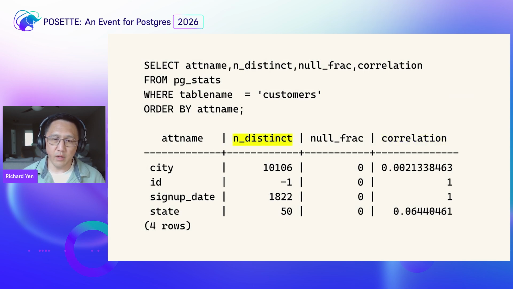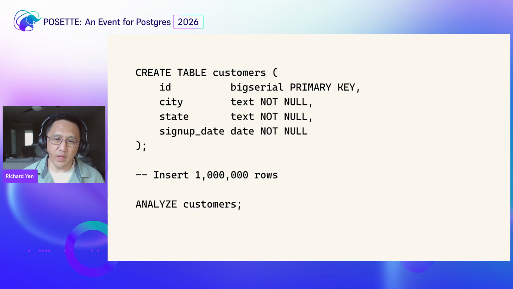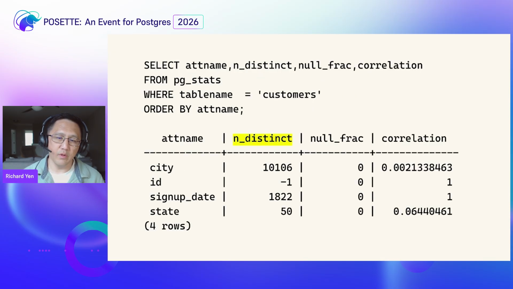The null frac column is actually the fraction of rows that are null. And in this case, all the columns are not null, and the primary key cannot be null. So therefore, null frac is going to be 0. You might be wondering why the ID is -1. Because every row in that table has a unique ID because it's a primary key, the number of distinct values is going to be the number of rows in that table. So that's why Postgres lists it at -1.